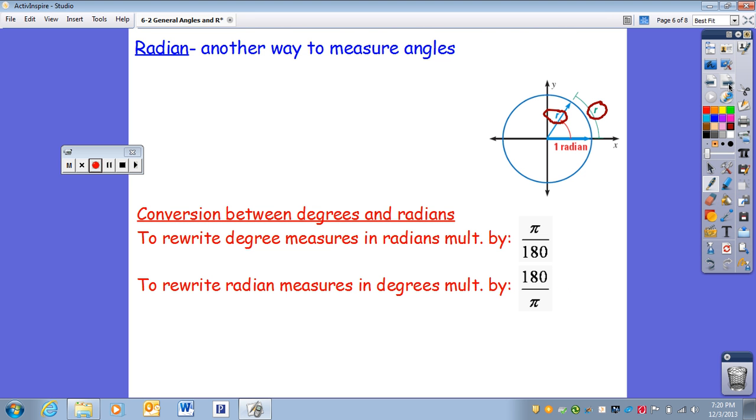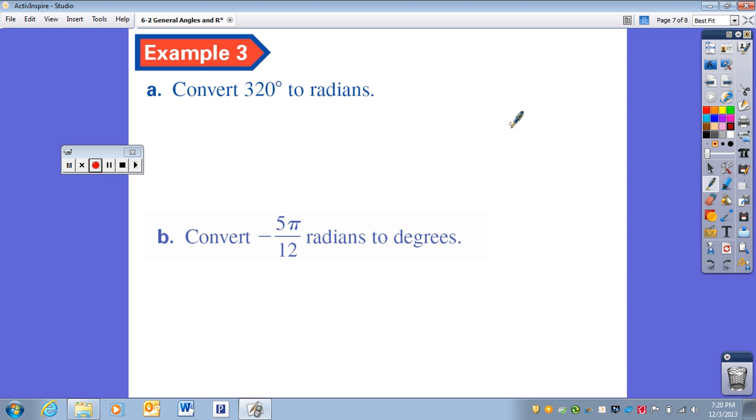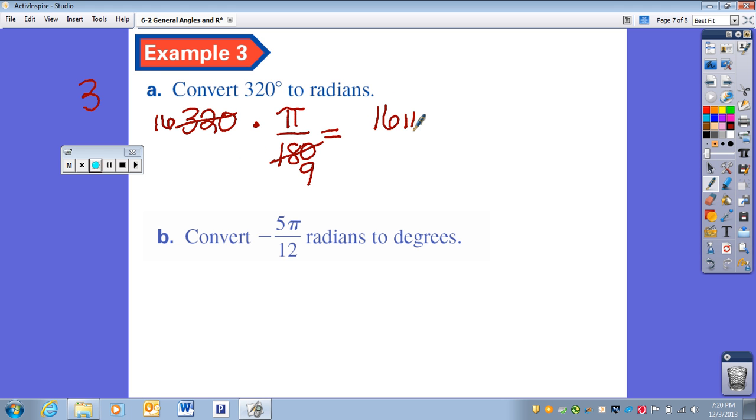So let's take a look at some examples. If we want to convert 320 degrees to radian measurements, all we need to do is to multiply 320 degrees. We're going to multiply that by our conversion, which is pi over 180. So we can simplify, dividing both by 20, and our radians will be 16 pi over 9 radians.